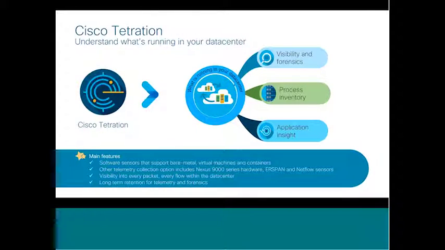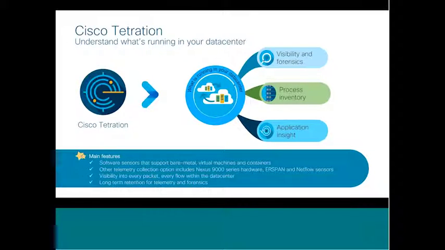So as you all know, with Tetration, the first and foremost is we enable customers to understand what's running in the data center using the telemetry that Tetration collects, right? The packet data, or the packet metadata, that we collect from servers as well as from the network infrastructure enables the platform to understand what is running in the data center. And that we bring into the platform, analyze at scale, and use algorithms to correlate things.